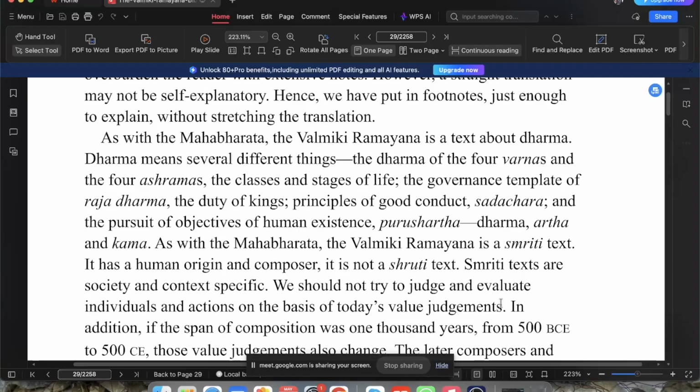Smriti is the other way around, where something is composed, right? So based on your memory. So smarane and smriti, right? So you have a memory of something and then you jot down what you know about something. So Ramayana and Mahabharata are smritis, right? Smriti texts are society and context specific. We should not try to judge and evaluate individuals and actions on the basis of today's value judgments.